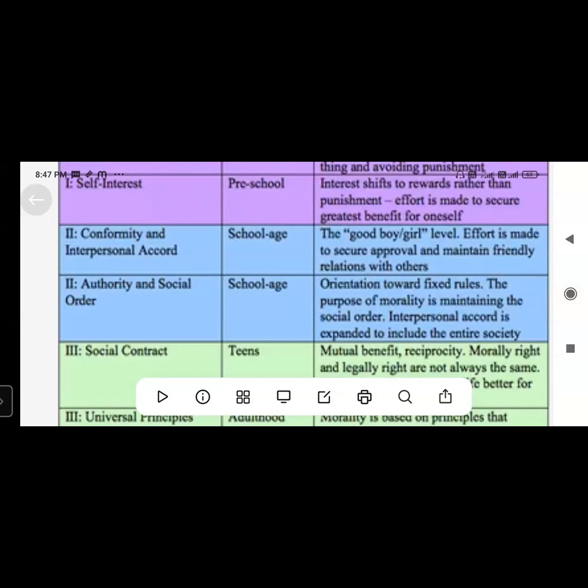तो इससे पहले जो था सेल्फ इंटरेस्ट, वहां तक वो बच्चा प्री स्कूल में है, नर्सरी में है. ये स्कूल एज मतलब जब वो फर्स्ट, सेकंड, थर्ड, फोर्थ, फिफ्थ में बच्चा रहता है, दैट इज स्कूल एज. जब तक वो टीनेजर नहीं बन जाता तब तक वो स्कूल एज.